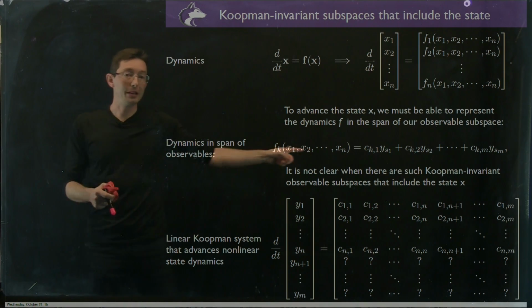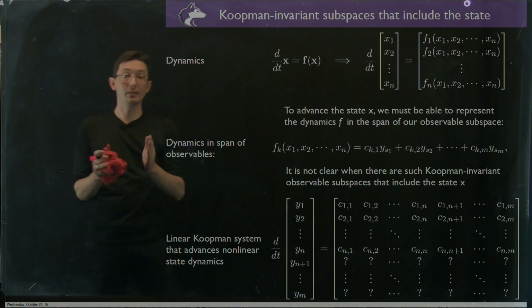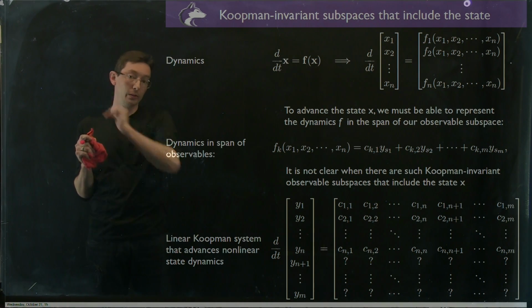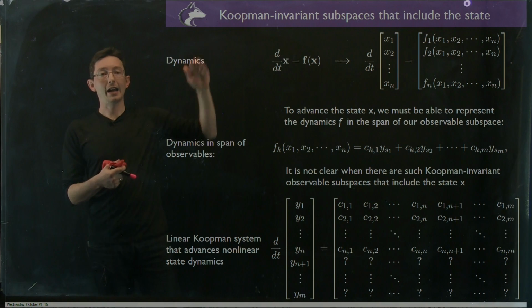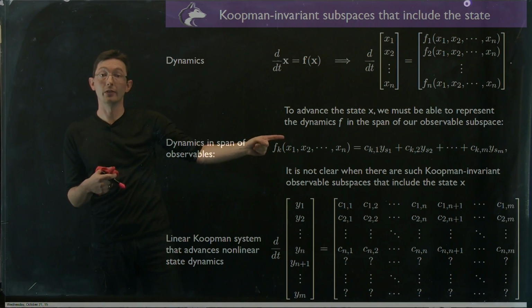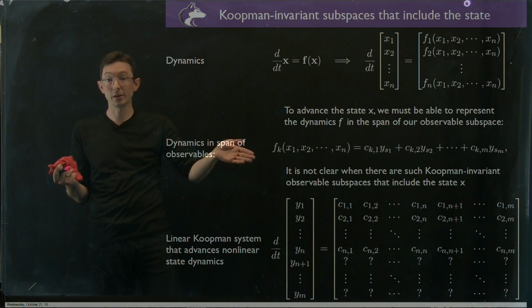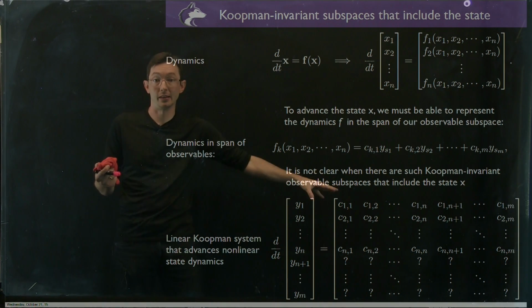Okay? And what that means is we have this invariant subspace spanned by these measurement functions ys1, ys2, all the way up to ysm. I have m of them. And I have to be able to represent all of my right-hand side dynamics in terms of those observable directions, or those observable functions, so that I can hope to write my Koopman system like this.